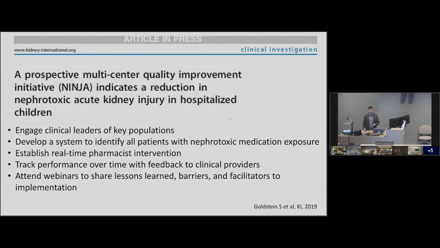They needed support from leadership. They needed a system to identify patients who were on nephrotoxic medications. They needed a dedicated pharmacist or a pharmacist interested in providing the information, and then had to be willing to provide this data over time and meet to discuss what worked with the alerts and what was working with the pharmacist-based intervention and what wasn't.